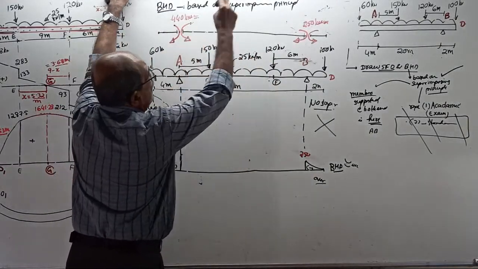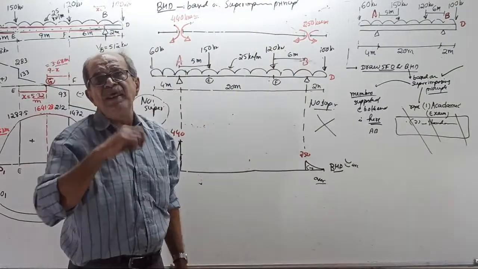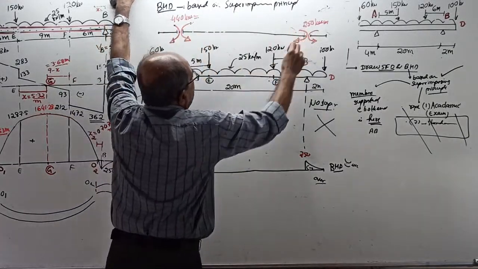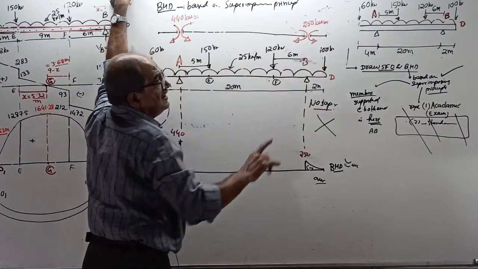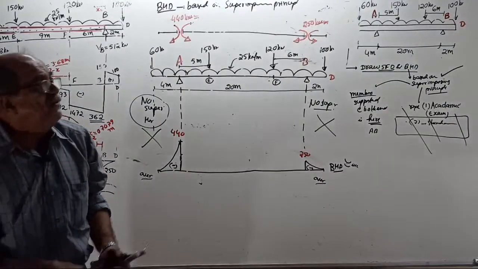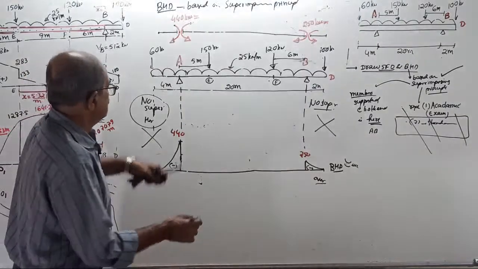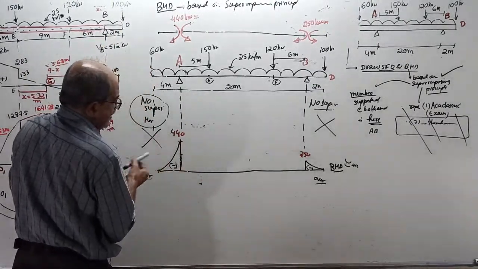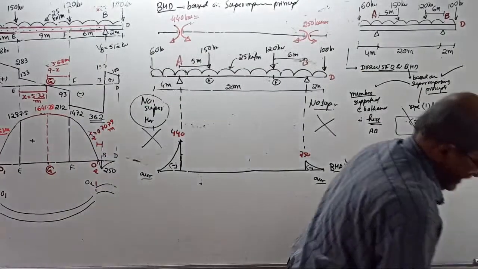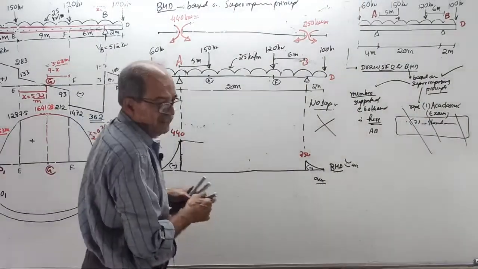Here 440, here 250. If there is no load, tell me the BM variation. If only 440 here and 250 here, no load, nothing, how is the BMD then? How is the variation of the BMD? Linear, joined by a straight line. I will use a blue color line for the straight line.